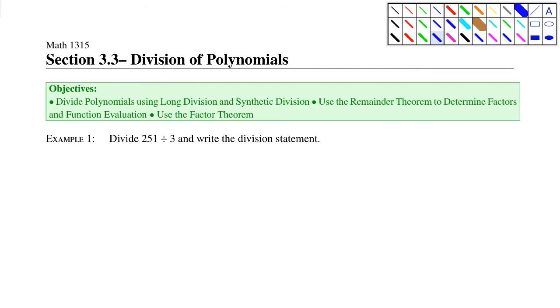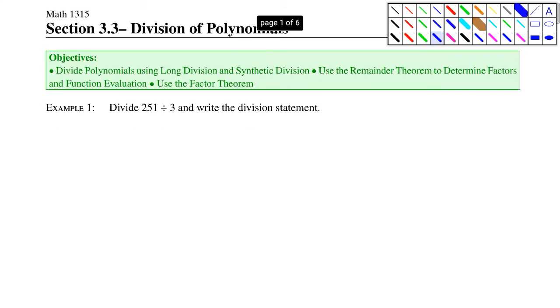In section 3.3, we look at division of polynomials. We'll use long division and synthetic division. We'll talk about the remainder theorem and the factor theorem, and we'll see how that applies to finding zeros of polynomials. To start this section off, I want to review how we use division with integers from elementary school.